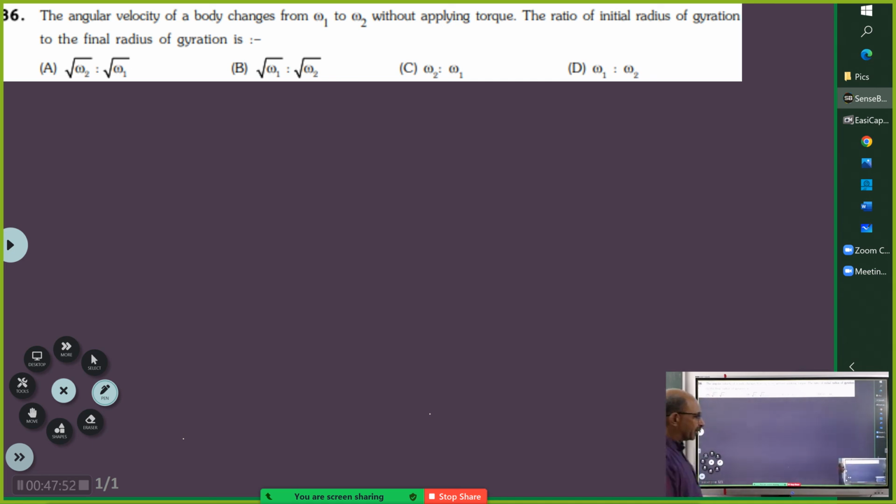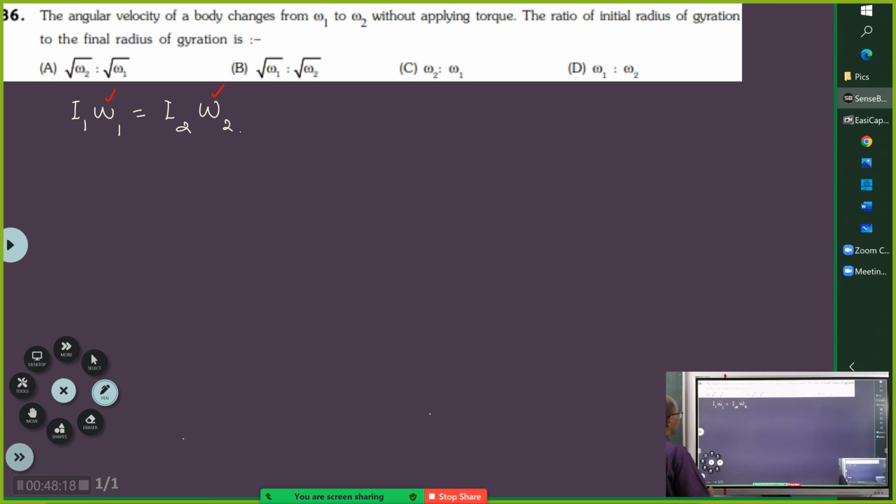So again, what is conserved here? Angular momentum is conserved. So the basic equation will be the same: I1 omega 1 is equal to I2 omega 2. Now they are asking you the radius. They have not given I1, I2. They have given only omega 1 and omega 2, and they are asking you the radius of gyration.